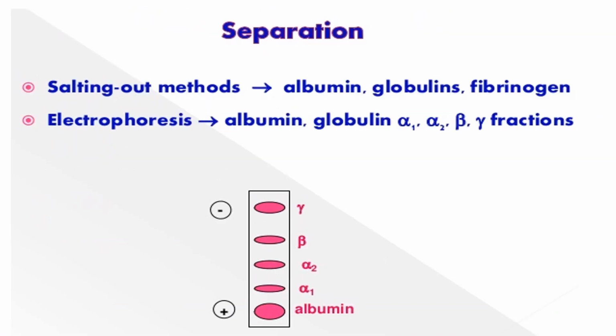As far as these plasma proteins are concerned, these different fractions of the plasma protein can be separated out by applying various techniques. One of the techniques is the salting out method, and by this method albumin, globulins and fibrinogen can be separated out from the plasma proteins.